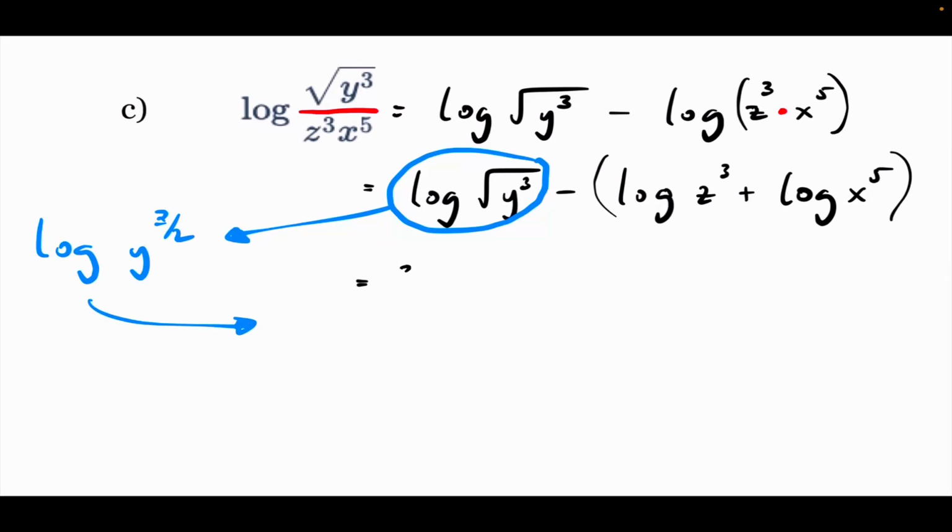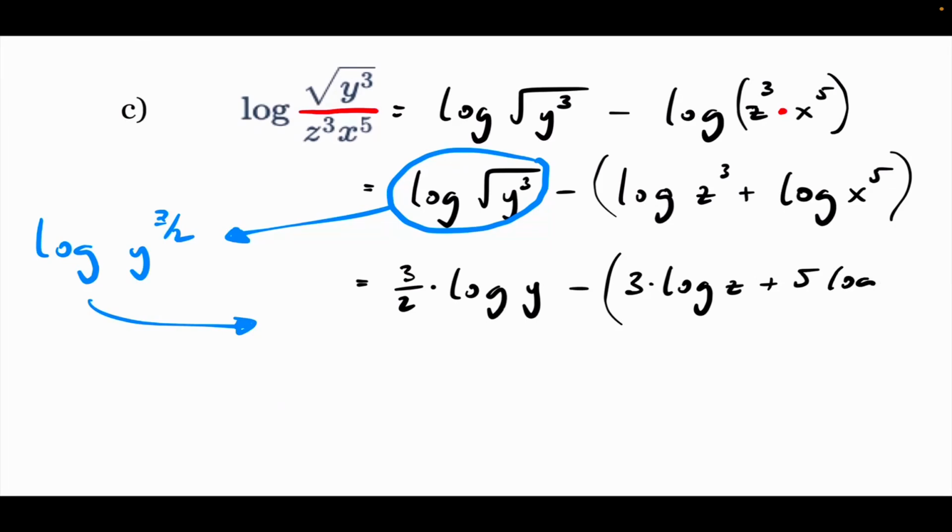So that means the power is going to come in the front, 3 over 2. Power comes in the front. Power comes in the front. Done. That's expanded. Right? We started with this, very compact. We finished with that.